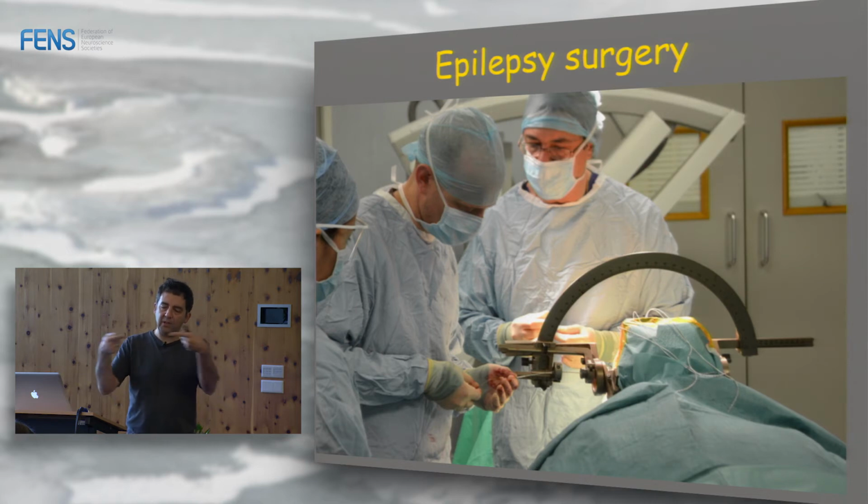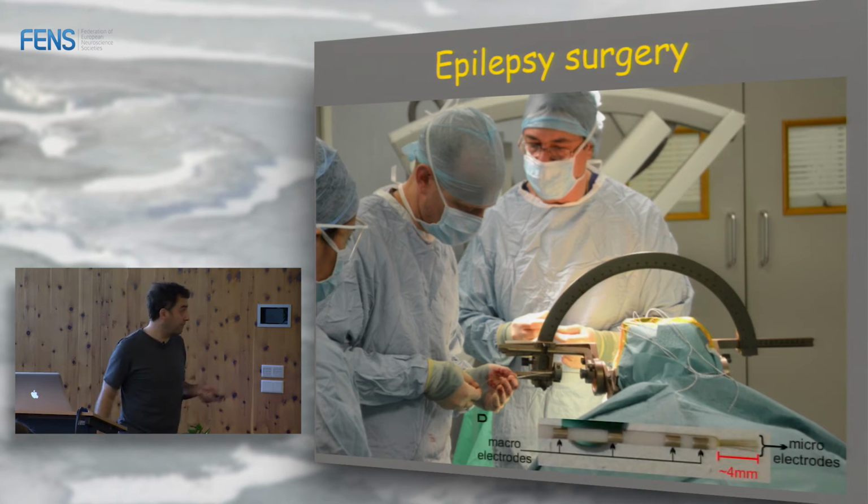They don't want to remove the wrong area. So sometimes they will put these intracranial electrodes, which look like that. I mean, this is about 1 millimeter thick. And they want to record the seizure activity to identify which is the area that is starting the seizures. And depending on the function of this area, they may remove it or not, right?